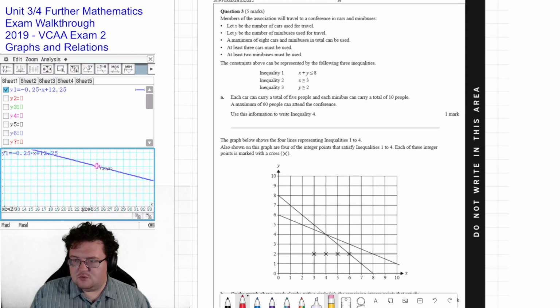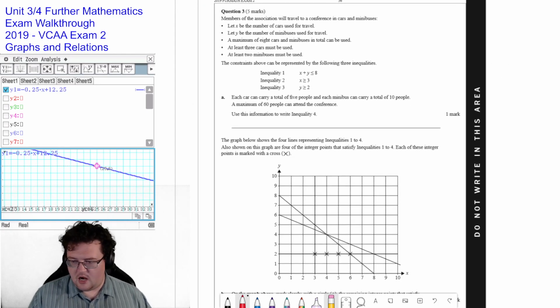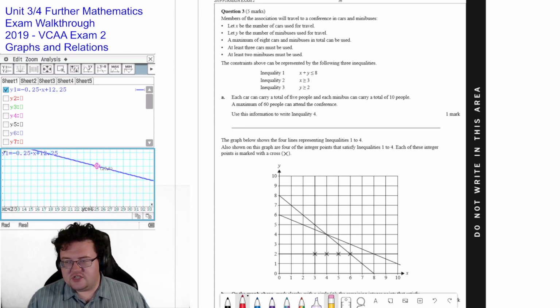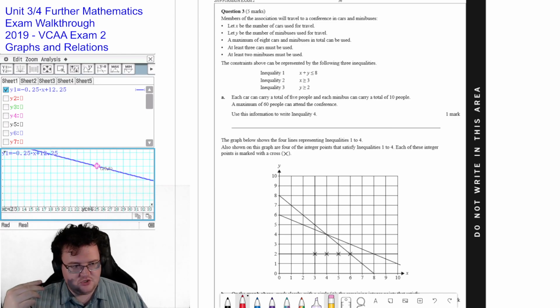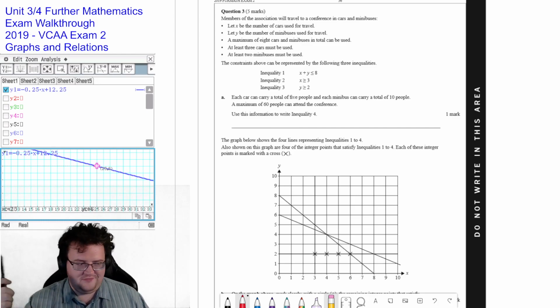Members of the association will travel. This question. I remember this question. Members of the association will travel to a conference in cars and minibuses. X is the number of cars used for travel. Y is the number of minibuses. They can only use a maximum of 8 cars and minibuses in total. They must use at least 3 cars. They must use at least 2 minibuses. It's an odd set of constraints, but it is what it is.